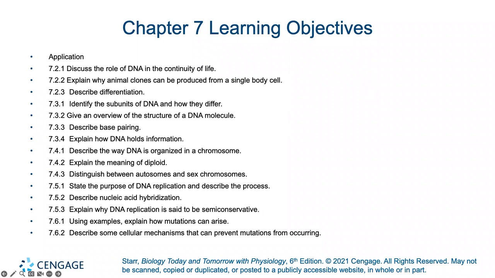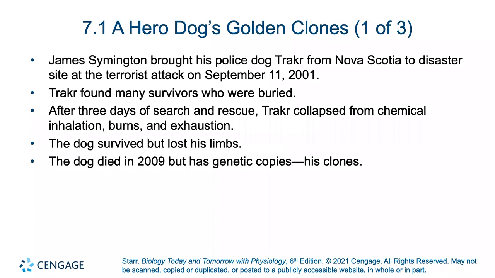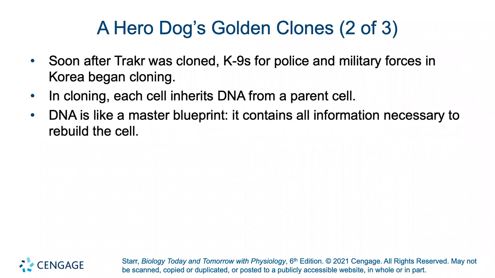So we start with a look at some recent developments, right? James Symington brought his police dog Tracker from Nova Scotia to a disaster site for the September 11th attacks. He found many survivors who were buried after 3 days of search and rescue. Tracker collapsed from inhalation, burns, and exhaustion. The dog survived but lost his limbs. He died in 2009, but they cloned him. Okay, they made a genetic copy of this particular canine.